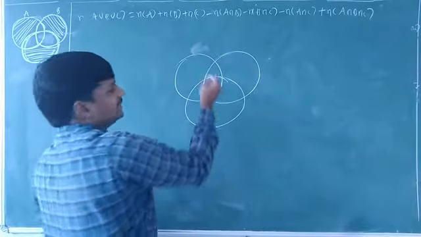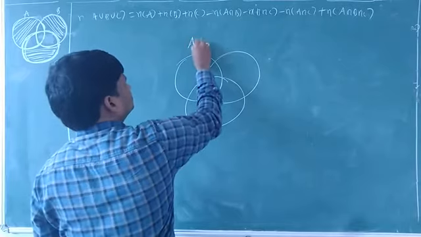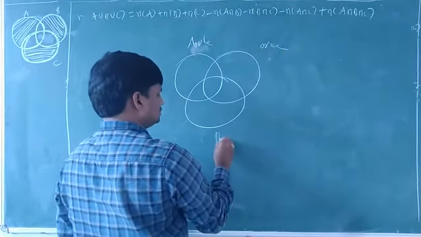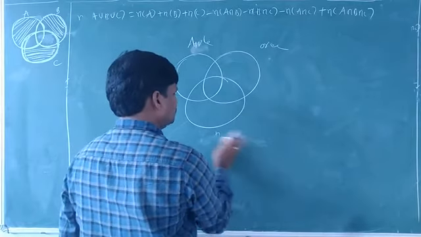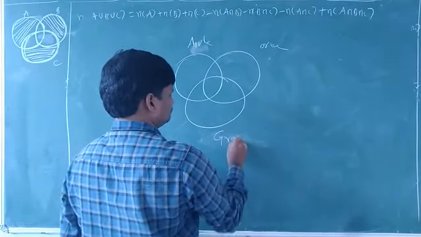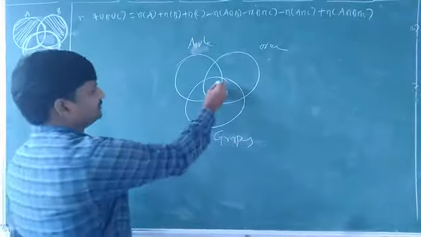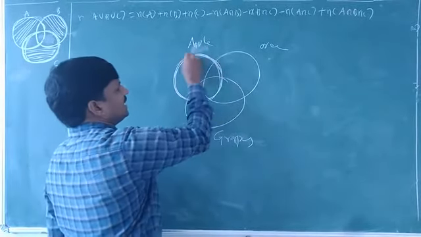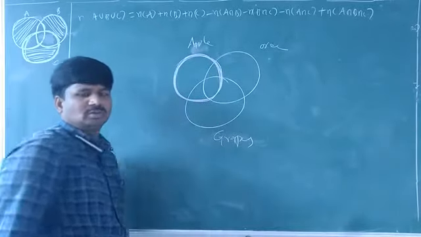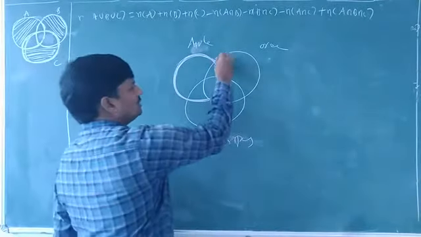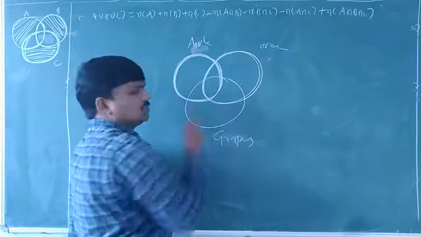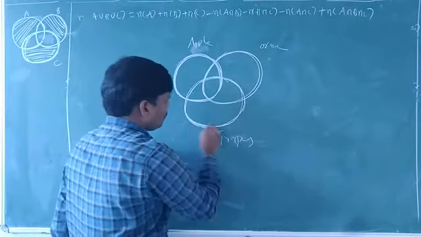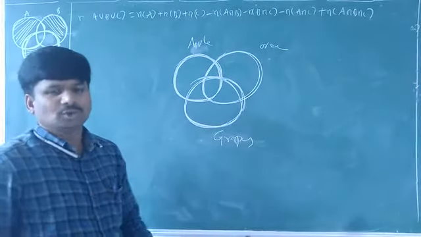Suppose I am taking this also. Here see, apple juice, orange juice, and grape juice. Just see here. What is that one? The students who are taking apple juice. Okay, what about this one? The students who are taking orange juice. What about this one? The students who are taking grape juice.